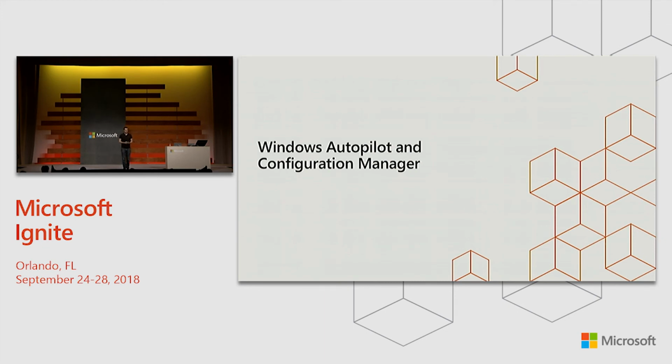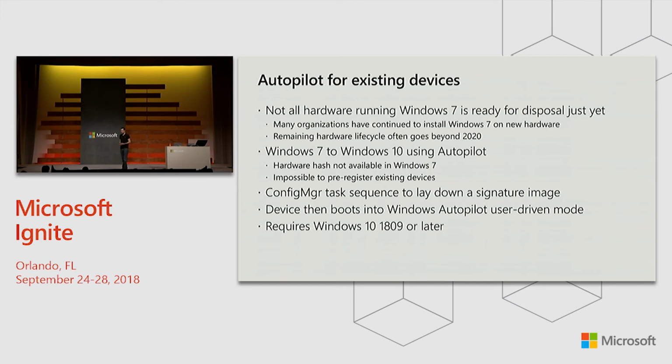And I previously touched on the Windows Autopilot for existing devices. We've been working very closely with the Autopilot team to make sure that this is a scenario that you can leverage in your Configuration Manager environment. And it's based on the premise that not all of the hardware that's running Windows 7 is ready for disposal yet. Many organizations have been buying in new Windows 10 ready hardware and laying down a Windows 7 image for it. And just because they're looking at moving to Windows 10 and Autopilot doesn't mean that they're going to throw away their 6-month-old device and replace it with a new one. They're looking at how they want to get the most out of that asset.